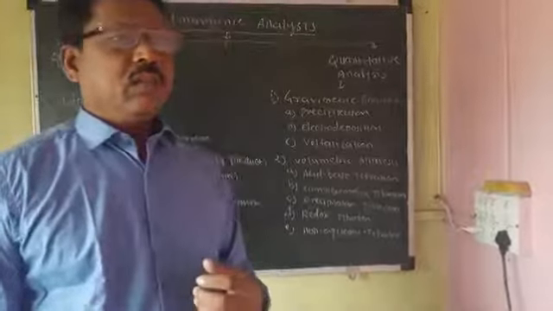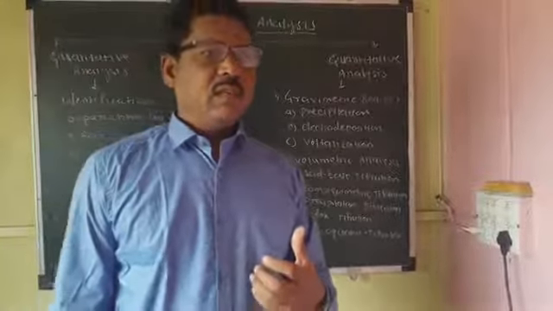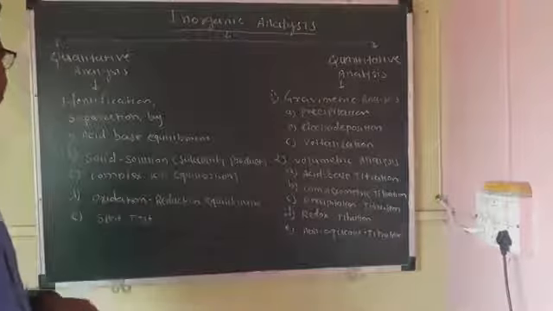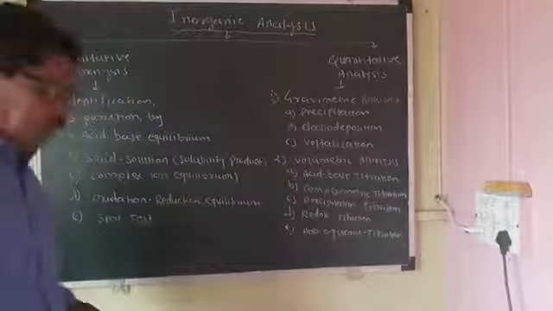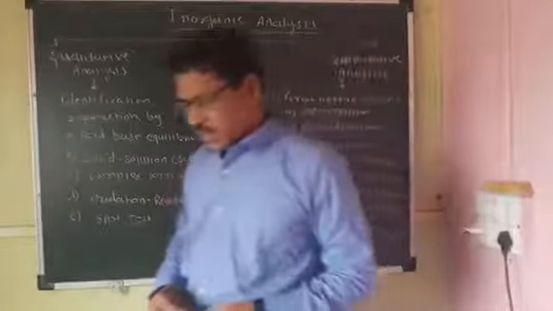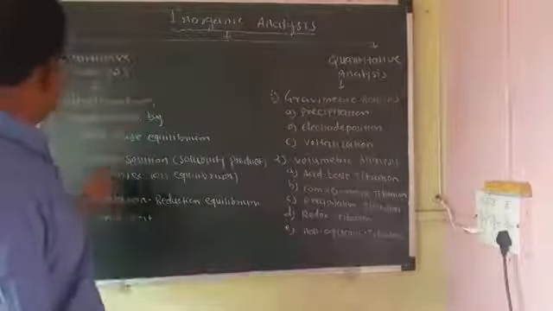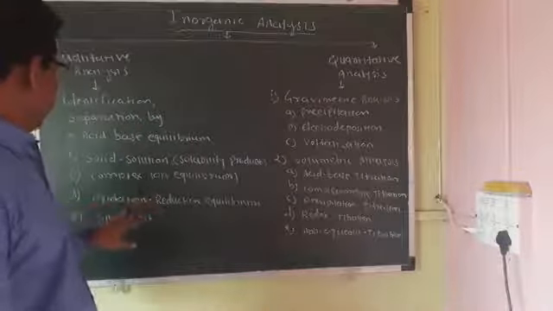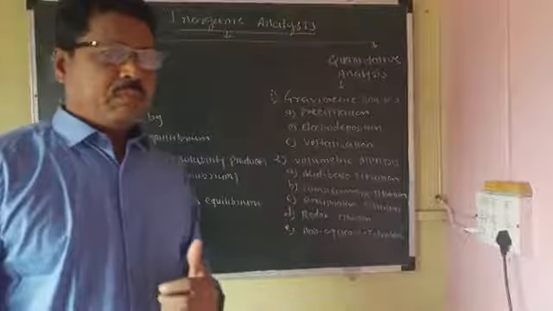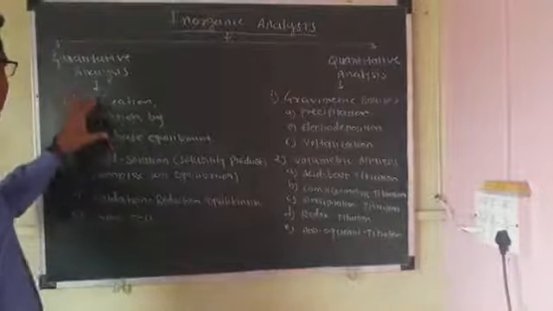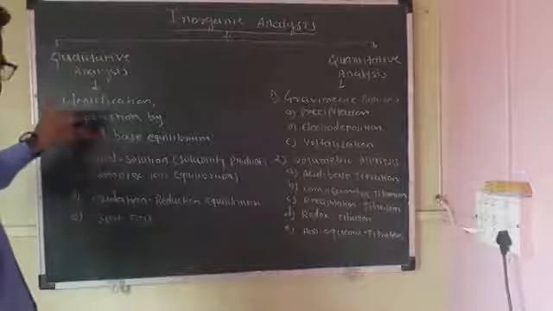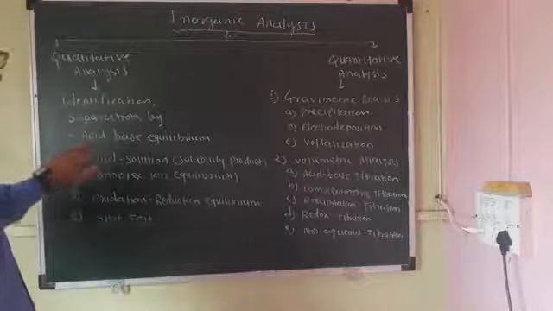In qualitative analysis and quantitative analysis, what does qualitative analysis mean? That is the identification and separation by using acid-base equilibrium, solid solution equilibrium, that is the solubility, and complex ion equilibrium, oxidation-reduction equilibrium, and spot test or paper chromatography. These are the qualitative analysis. You see here the acid-base equilibrium.